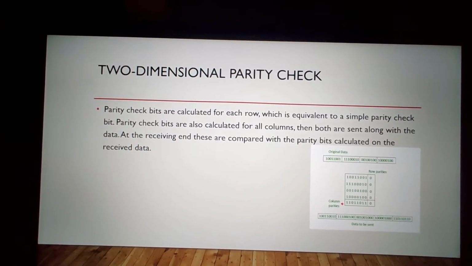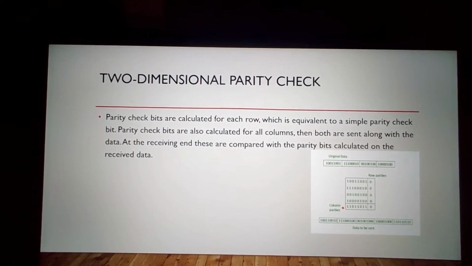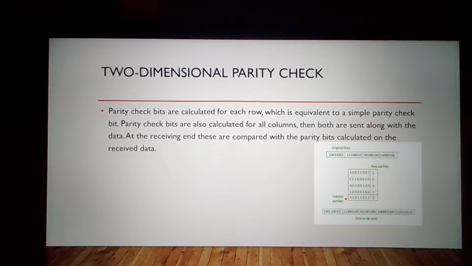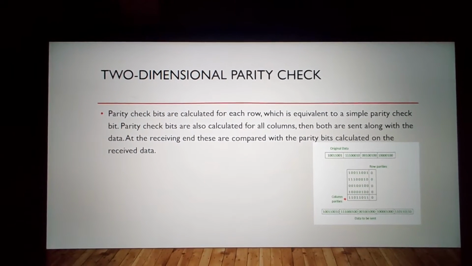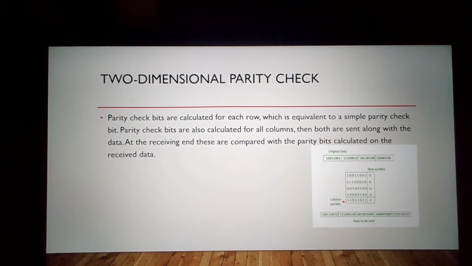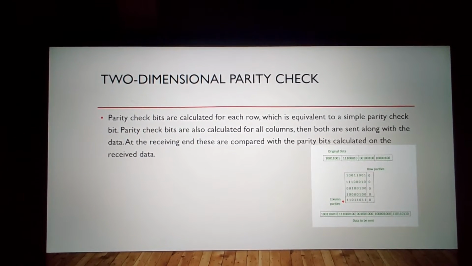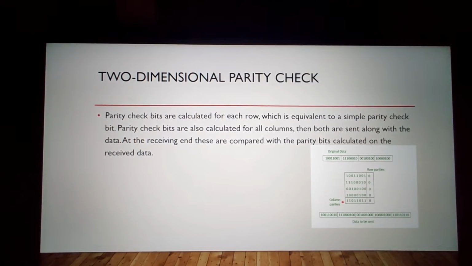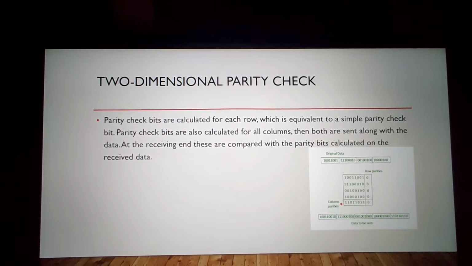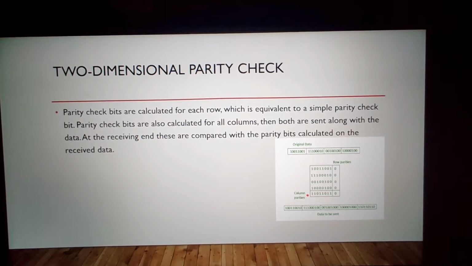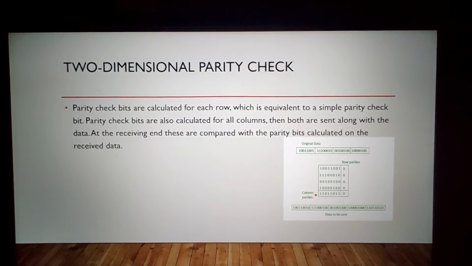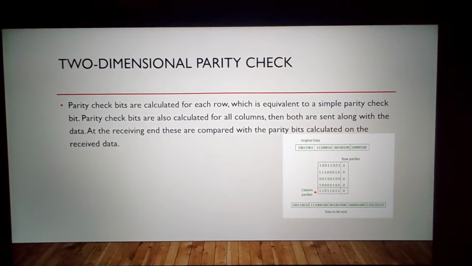So now let's come to two-dimensional parity check. In this parity check, bits are calculated for each row, which is equivalent to a simple parity check bit. They are also calculated for all columns, and then they are sent along with the data. At the receiving end, these are compared with the parity bits calculated on the received data.